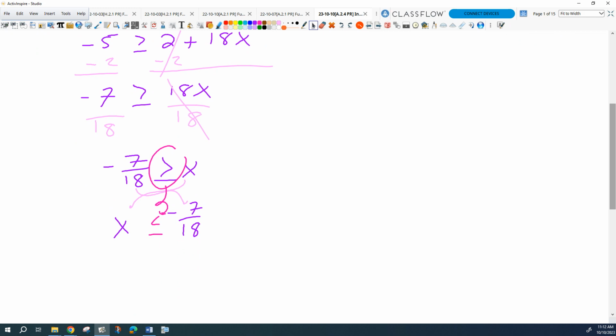So I want to really reinforce how important it is when we're solving an inequality. You want to have the variable on the left side.